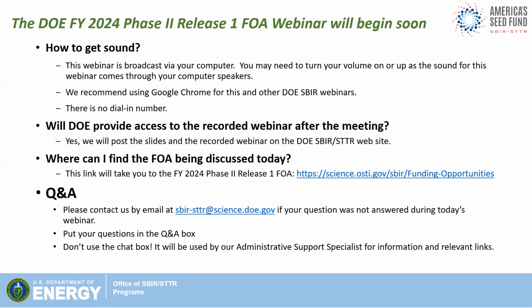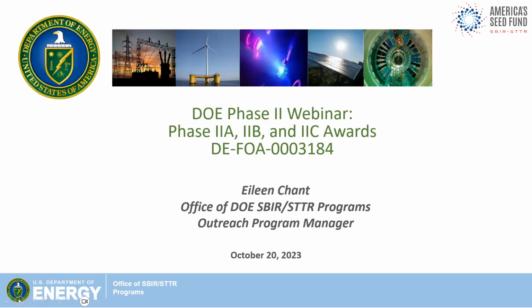Thank you, Zina, and hello, everyone. I'm Eileen Chan, the Outreach Program Manager with DOE SBIR STTR. So let's get started. Although this webinar is focused on the second and third Phase 2 award, Phase 2A, 2B, and 2C, I am going to start by going over a few new application requirements, things that are new or new-ish in our programs, just as reminders for additional things that you may not be aware of.